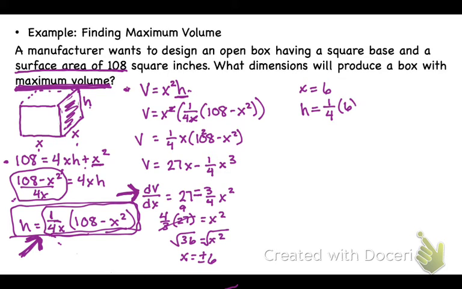6. Times 108 minus 6 squared, which is 36. Okay, so 6/4 would be 3/2. Yep. And 108 minus 36 is 72. That's what I got. And does 2 go into 72? Yes. 36. Is that right? Yeah.